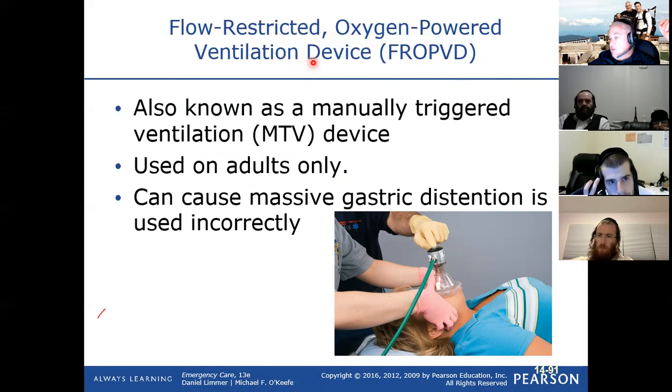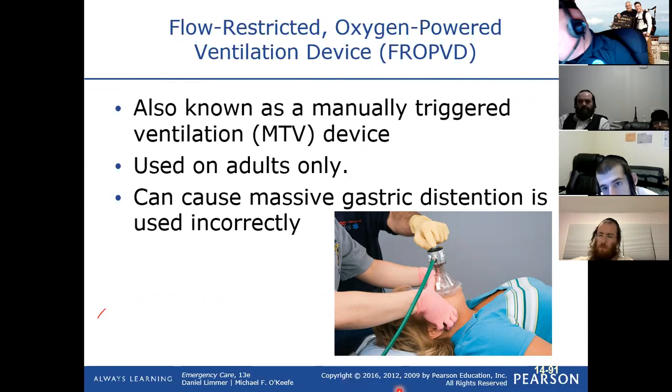Now, this is a device that we don't use anymore, the FROPVD, the flow restricted oxygen powered ventilation device. We don't really ever use it anymore, but you see this big green hose that hooked up to those high pressure ports that I showed you on the regulator. Okay. It's the only thing that hooks up to them, unless you're using an actual ventilator. If you're on an ALS ambulance, you're using an actual ventilator. Okay, but so we don't really use them anymore.